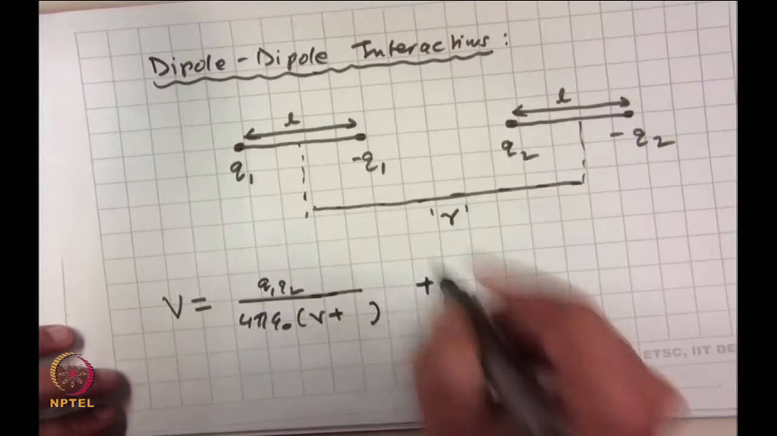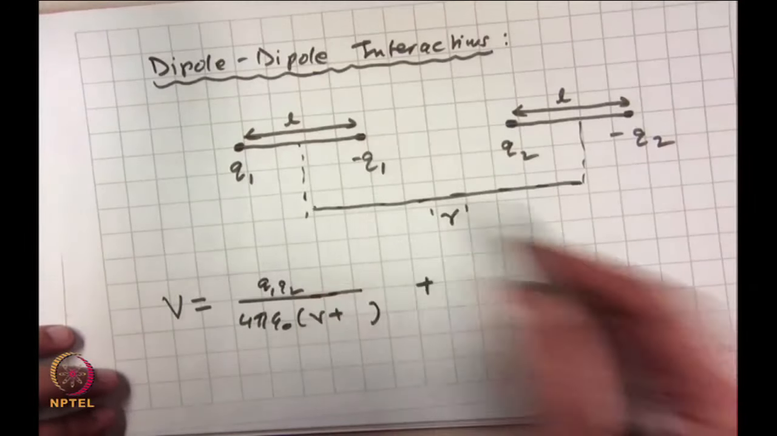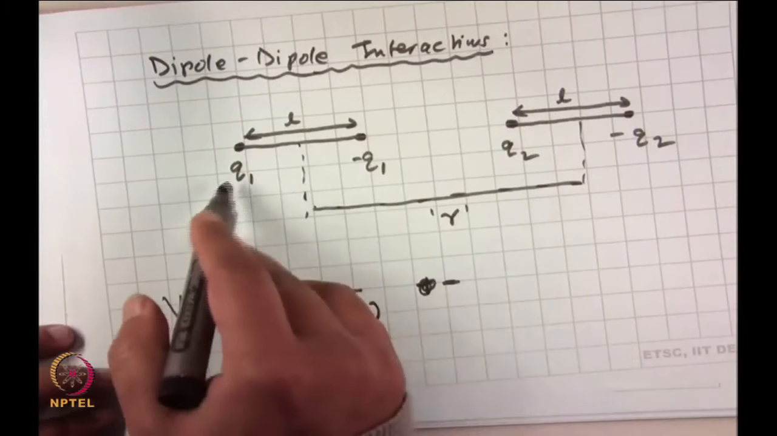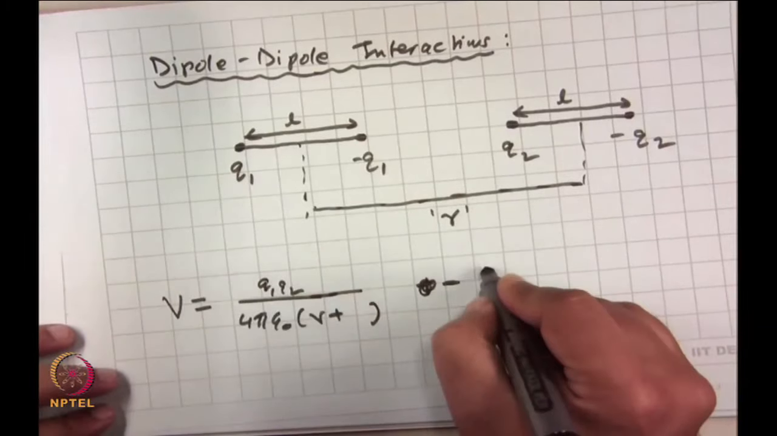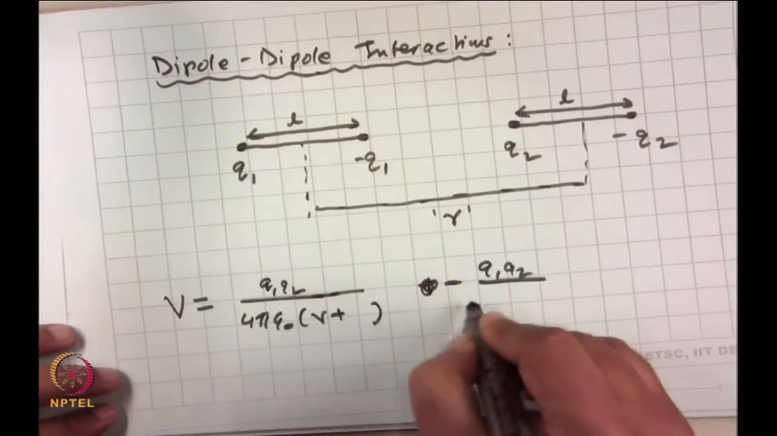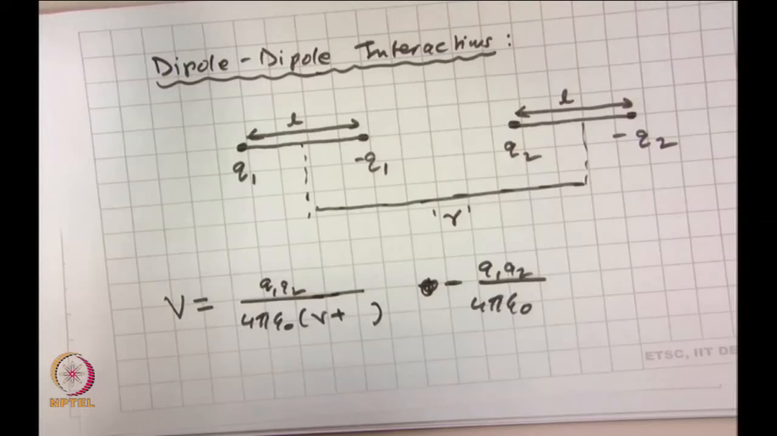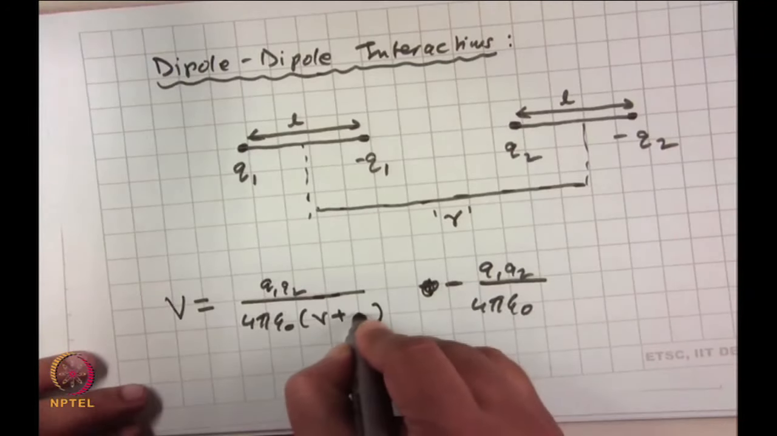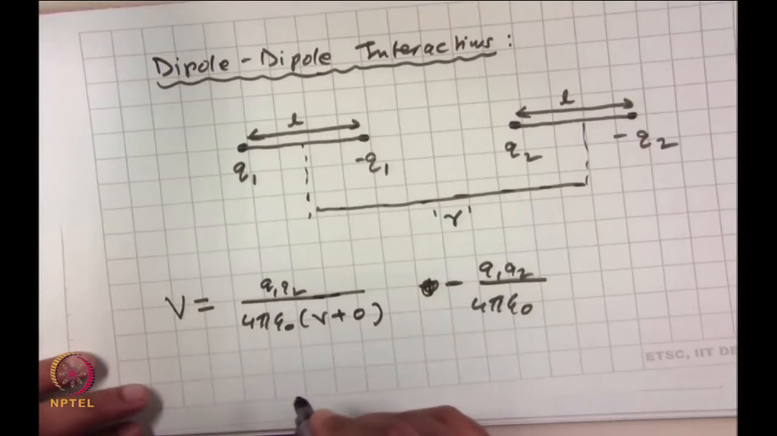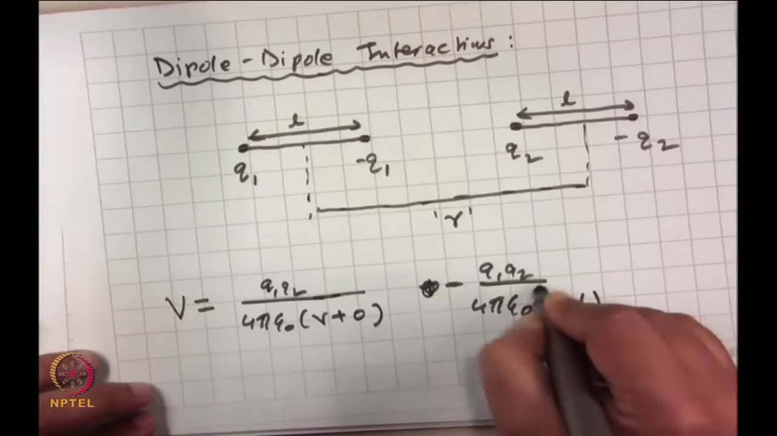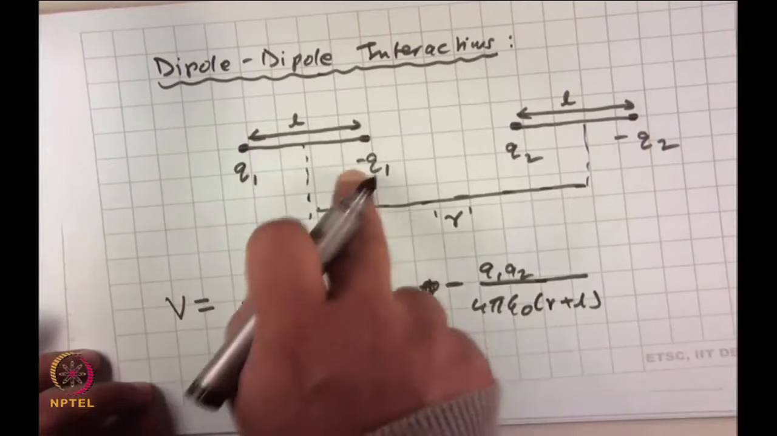Tell me, what about between q1 and minus q2? I can write q1 q2 by 4 pi epsilon 0. What is the distance? R plus L. Thank you. So this essentially is R plus L, right? Okay. Now what about this one and this one?